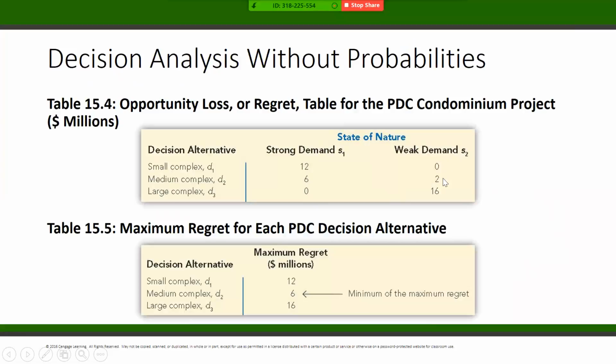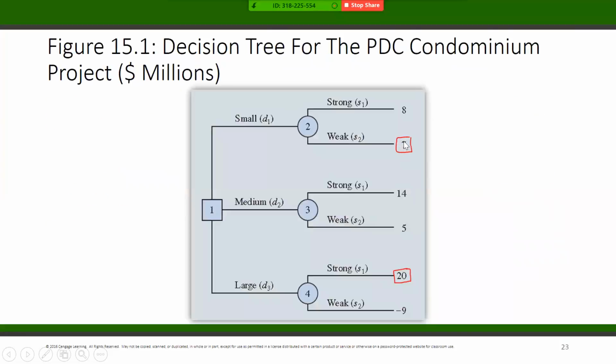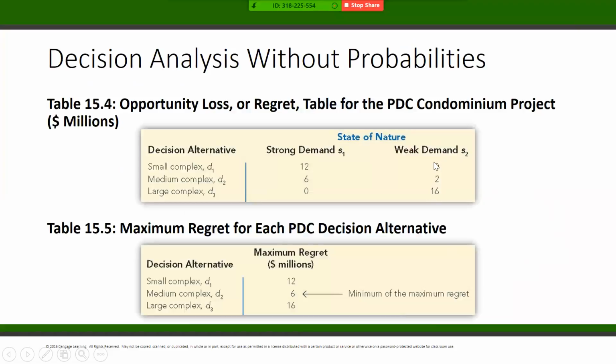And then over here for the weak demand, we go back to 7, so that's the largest. So we take 7 minus 7 is 0, and then 7 minus 5 is 2, and 7 minus -9 is going to give us the 16. And so that's how we get this column. Now we find the maximum regret for each PDC decision alternative. So that's 12, 6, and 16. For the small complex, the largest is 12, the largest here is 6, and the largest here is 16.